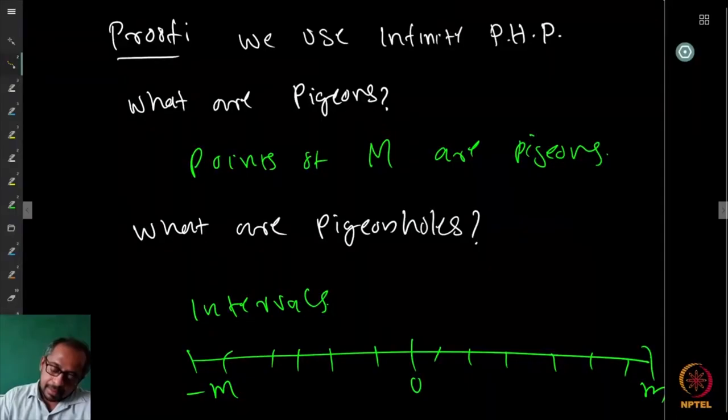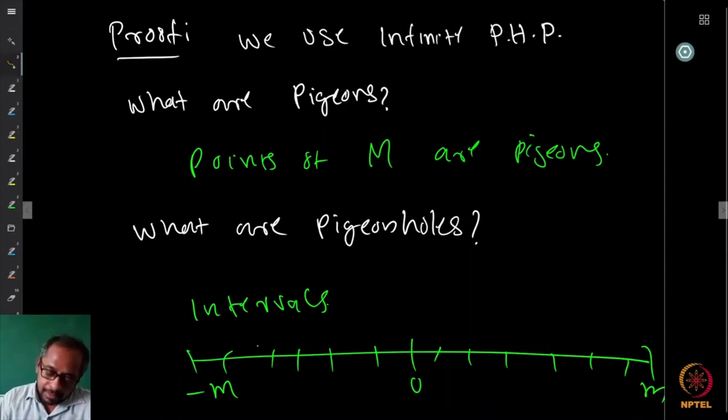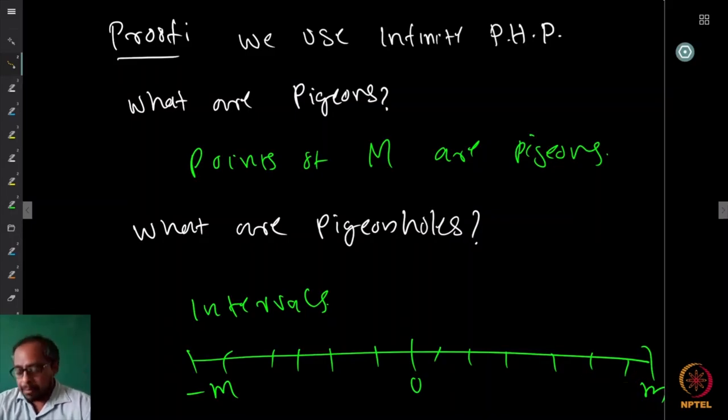We use the fact that the set M is bounded, so we can find this minus M and plus M, such that the points of M are strictly between minus M and M, right? So every element is now present inside this interval. Now from minus M to M, there are finitely many intervals: minus M to minus M plus 1, minus M plus 1 to minus M plus 2, etc., minus 1 to 0, 0 to 1, etc., M minus 1 to M. So there are at most 2M intervals here.